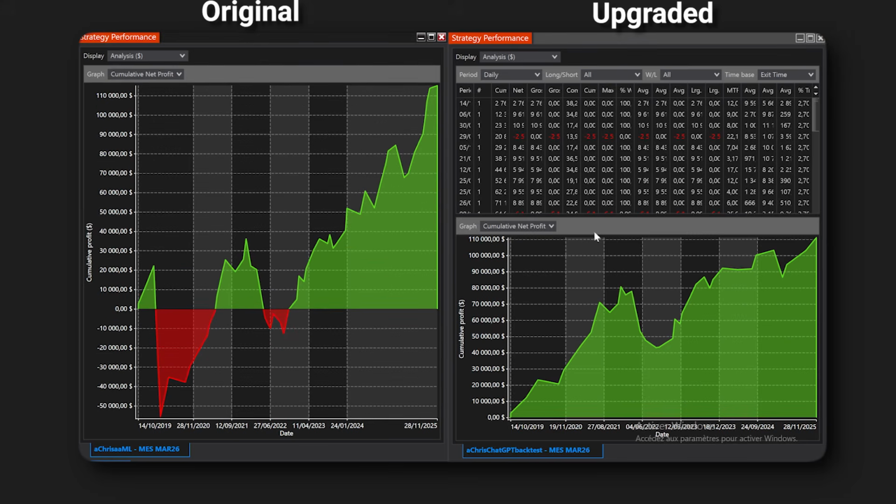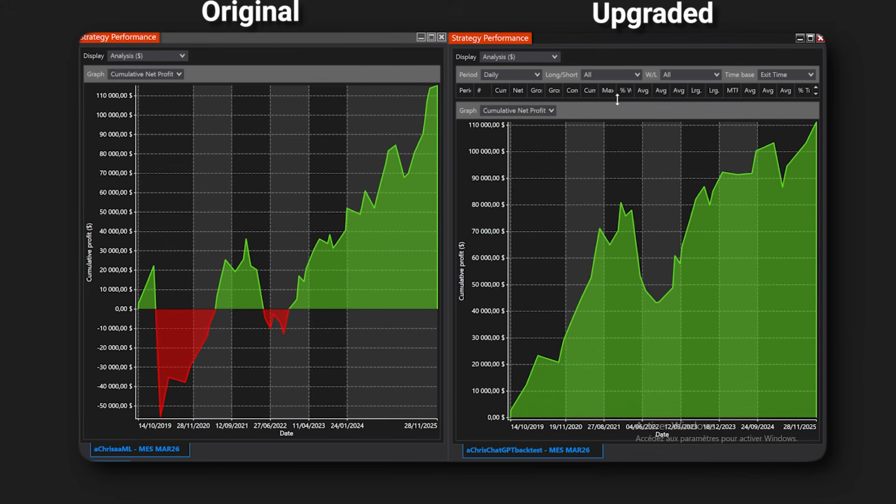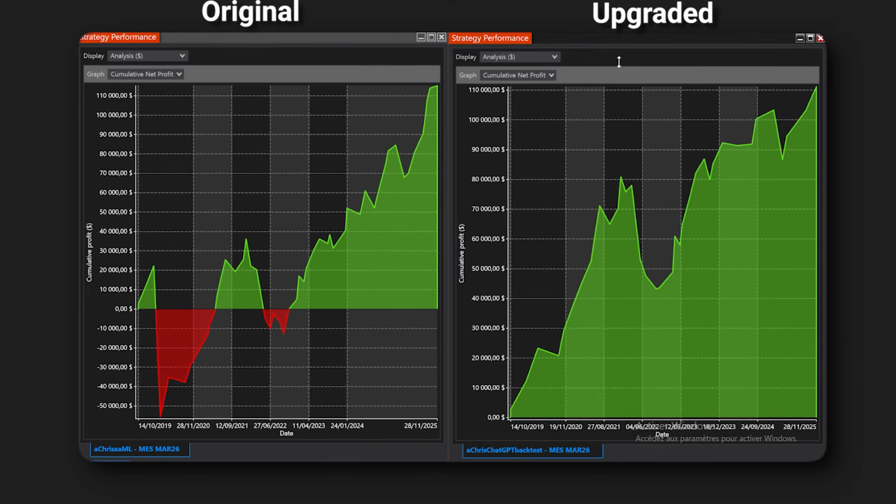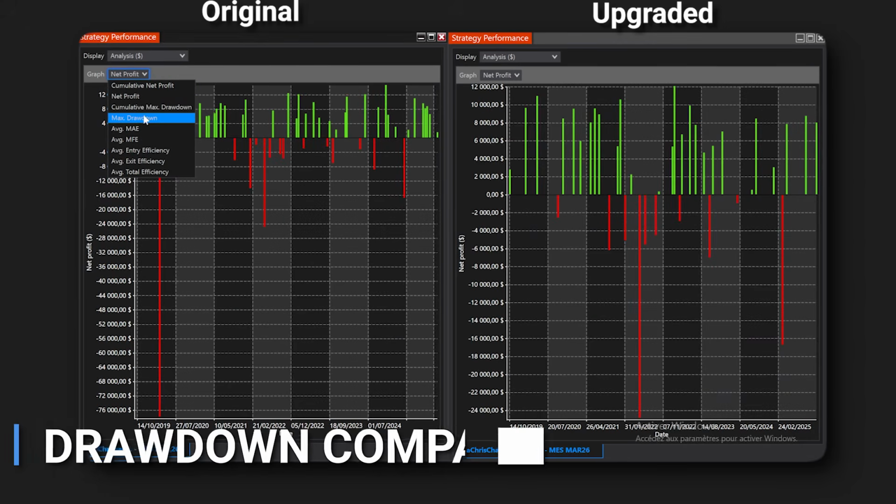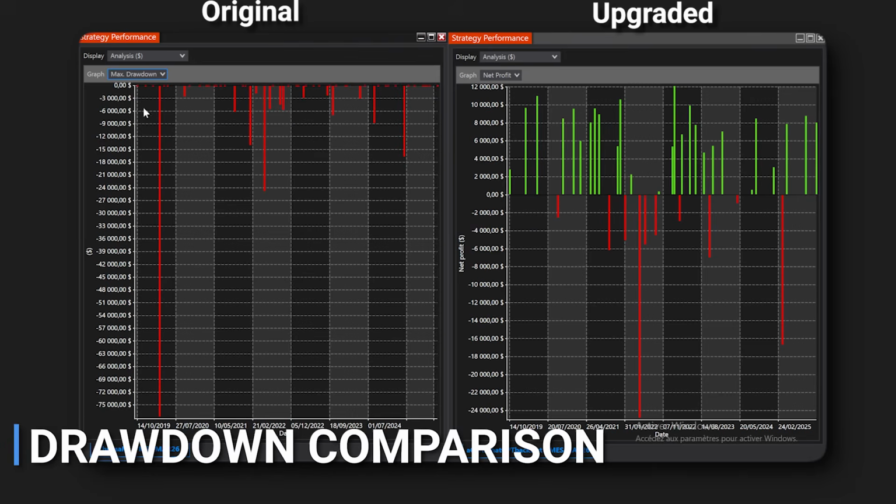On the right, the equity curve is much smoother. Drawdowns are smaller, recoveries are faster, and overall performance is significantly more consistent. The strategy still experiences volatility, and that's normal, but the path to new highs is much cleaner. Drawdown comparison. This graph highlights the difference even more dramatically.